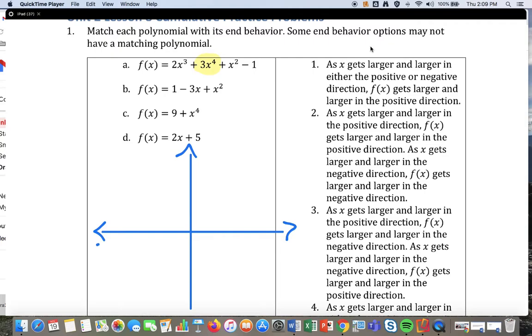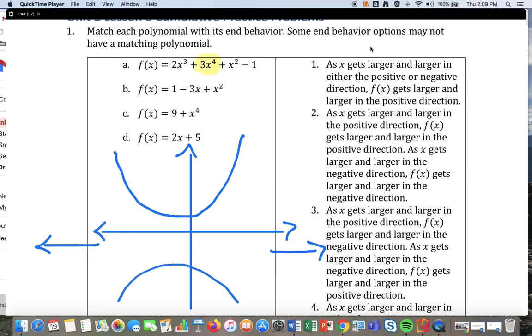So for example, as x gets very large this way and this way, f of x is going to either get very large positively or negatively in both directions. With this particular one, it's a fourth degree polynomial, and we've got a positive coefficient on that. So I would say that as x gets very, very large in either the positive or the negative direction, f of x gets larger and larger in the positive direction. So I would match that up with number 1.